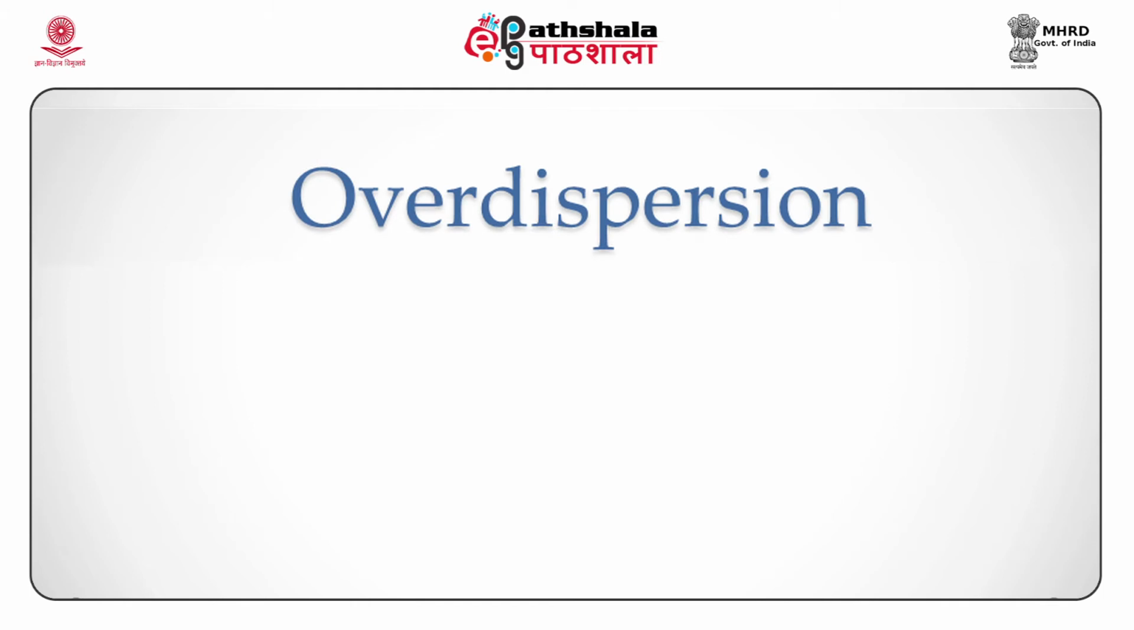The first example is where the entire population is not really a set of homogeneous individuals, but a set of clustered units.